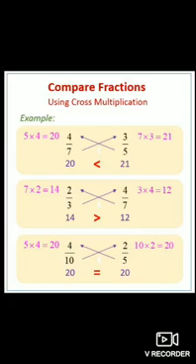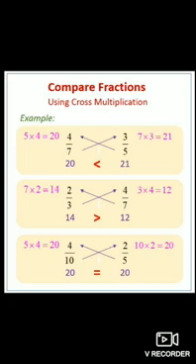First example is 4 by 7 and 3 by 5. We are going to do cross multiplication. 5 times 4 is 20. 7 times 3 is 21. Here 20 is less than 21. So 4 by 7 is less than 3 by 5.